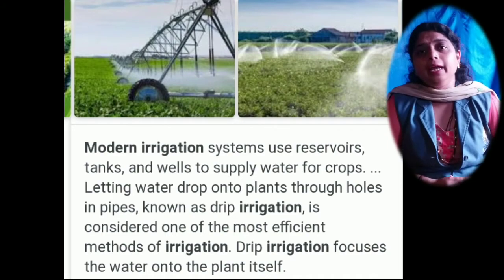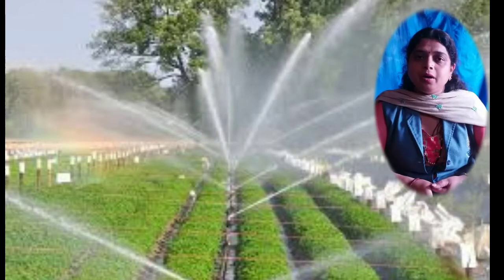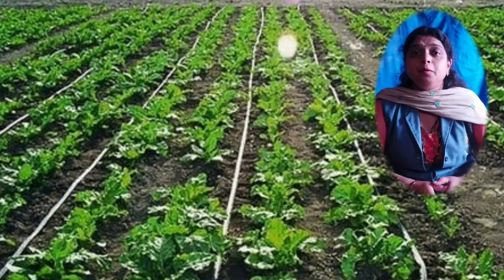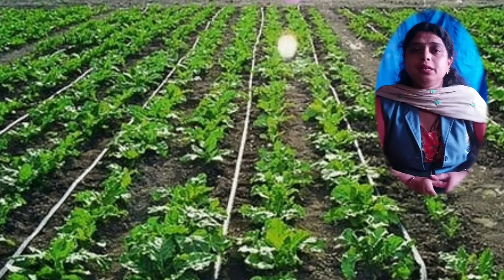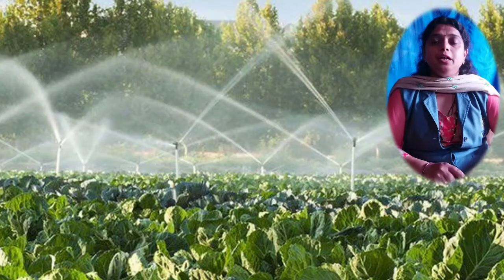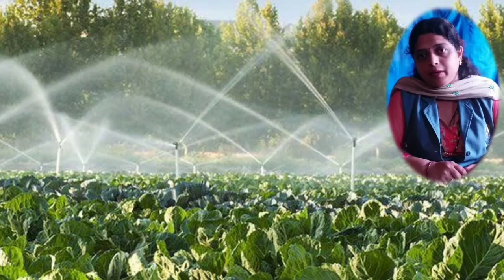Our modern technique involves 2 important systems. One system is a sprinkler system and another one is drip irrigation system. These systems promote the economical use of water. Now, we will discuss in detail what is a sprinkler system. This system is more useful on uneven land where sufficient water is not available.